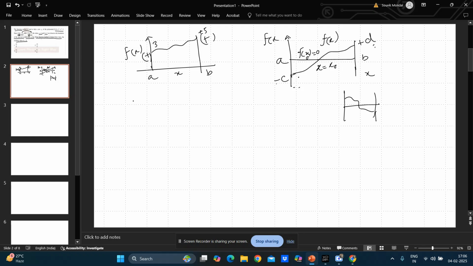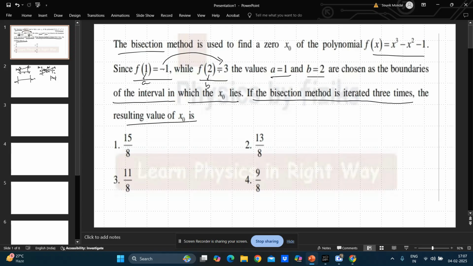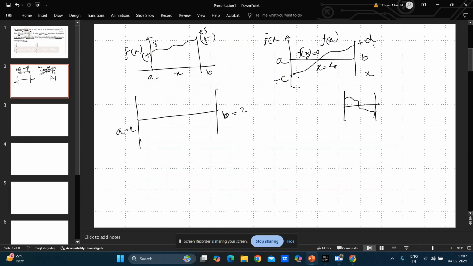So now they are telling that a is equal to 1, b is equal to 2. They clearly mentioned, and you can also verify, that f1 is -1 and f2 is 3. So it is like something like this: it is -1 and it is +3. So there is the root x0, and you have to approximately find it by 3 iterations. You cannot exactly find it. You would have to do an infinite number of iterations to find it in reality, but here you have to do 3 iterations.